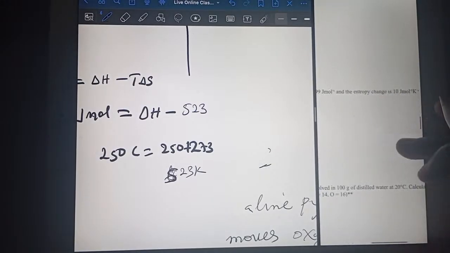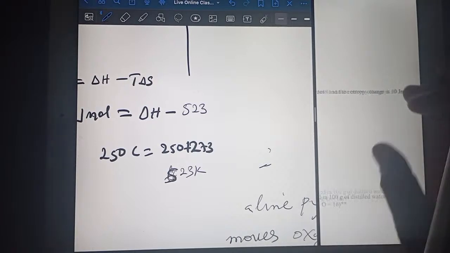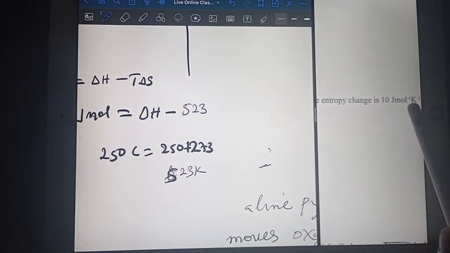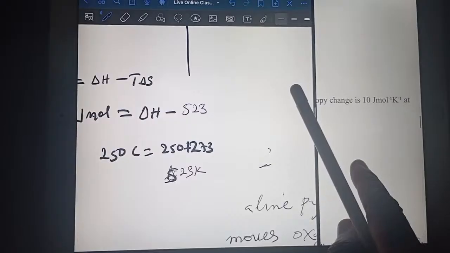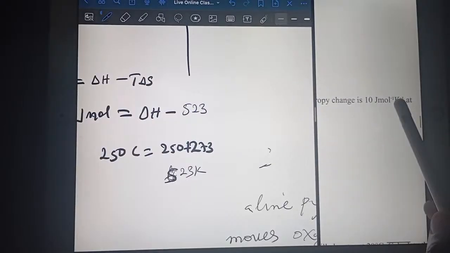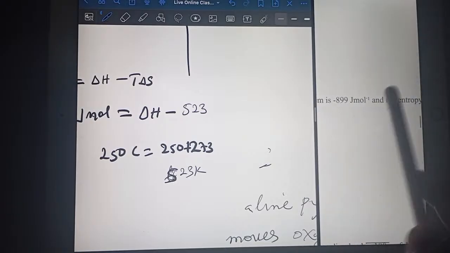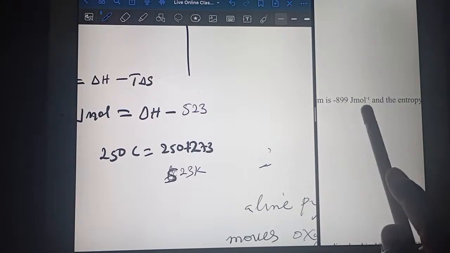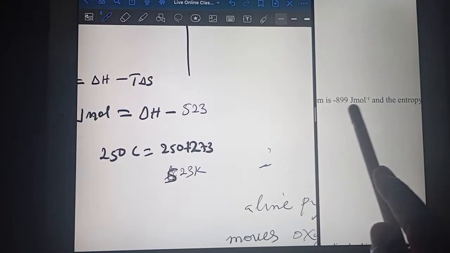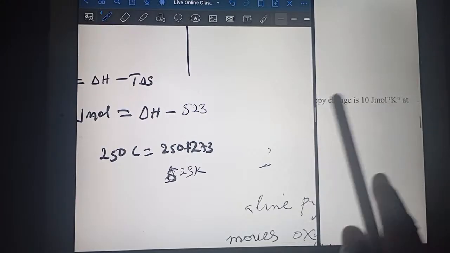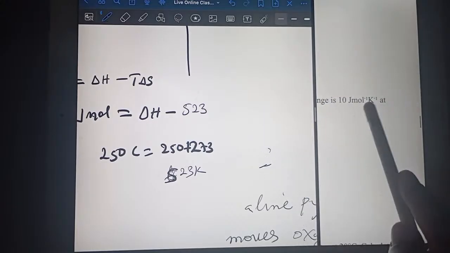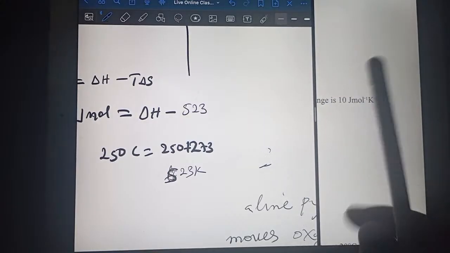They say that the entropy change is 10 joule. See what I'm saying? It is 10 joule per mole per Kelvin, and it is in Kelvin already. That is what is mandating us to use the temperature in Kelvin also. And this one is also joules. If you see a situation where this is kilojoule and this particular one is in joules, you have to convert.